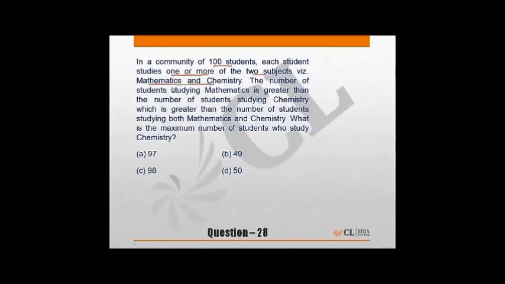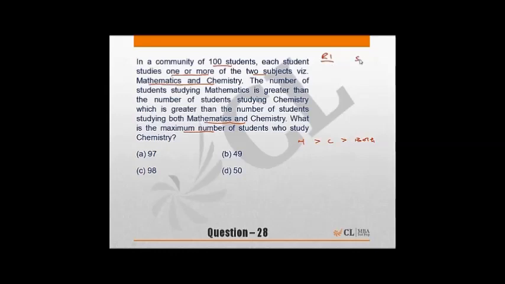The number of students studying mathematics is greater than the number of students studying chemistry, which is greater than the number of students studying both mathematics and chemistry. So maths is greater than chemistry is greater than both. This is the data we have. What is the maximum number of students who study chemistry? Round 1, Venn diagram. There is a simple question of Venn diagram, hence round 1.